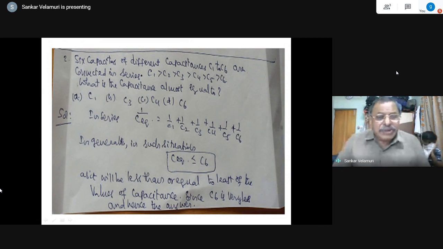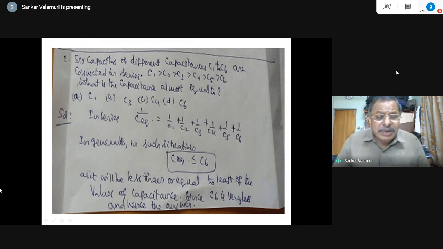So I repeat the statement of the problem. 6 capacitors of different capacitance C1 to C6 are connected in series. C1 is greater than C2, greater than C3, greater than C4, greater than C5, greater than C6. What is the capacitance almost equal to? The answers given are C1, C3, C4, C6. We know 1 by C equivalent is equal to 1 by C1 plus 1 by C2 plus 1 by C3 plus 1 by C4 plus 1 by C5 plus 1 by C6.